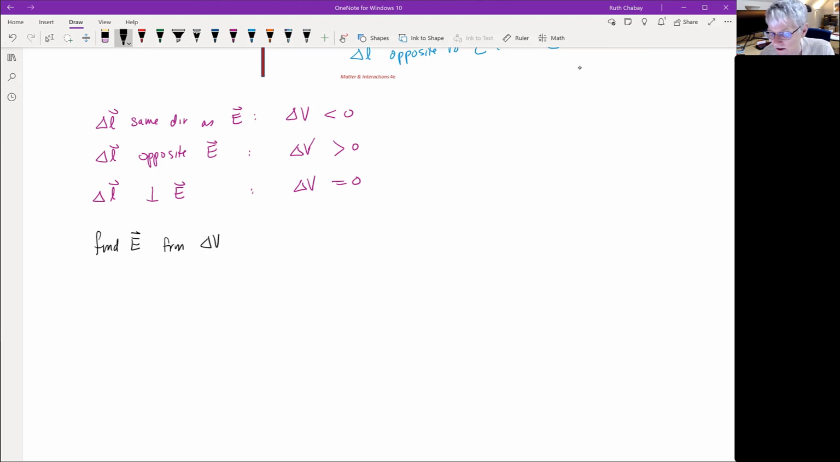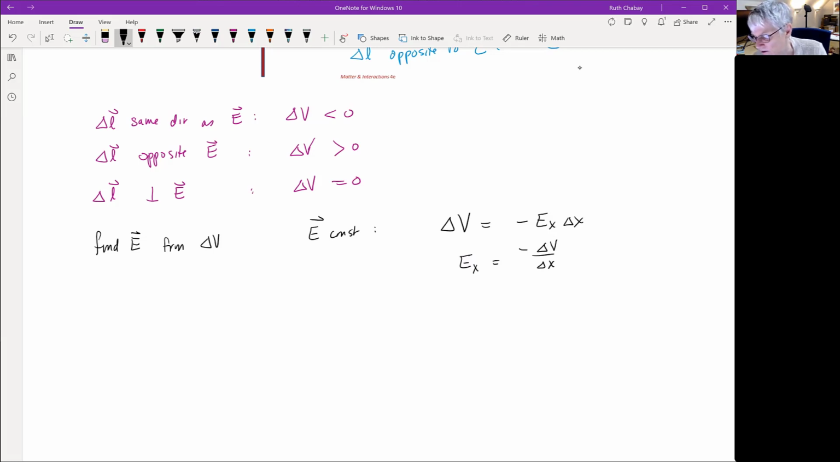So for constant E, and let's just say it's in the x direction for simplicity, we have delta V is minus E sub x delta x. And remember, this E sub x is a signed component. It's a vector component, so it has a sign. So we just rearrange this. We get E sub x is equal to minus delta V over delta x.